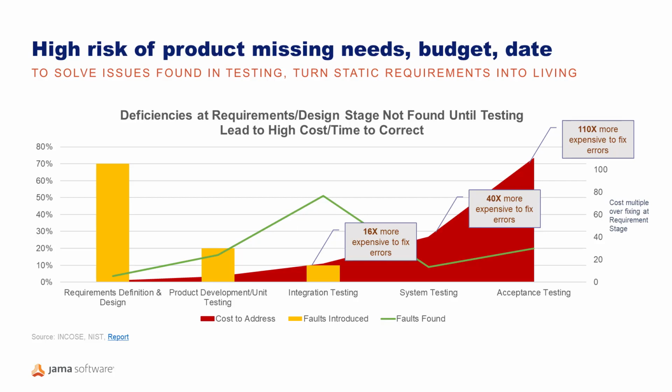Typically, faults or the potential for faults are introduced early, but if they're discovered late, it becomes much, much more expensive to fix them. So if issues are found later, like in the integration testing phase, it's 16 times more expensive to resolve. Further down the road in system testing, it's 40 times more expensive. And lastly, at the very end of the process, it's 110 times more expensive.